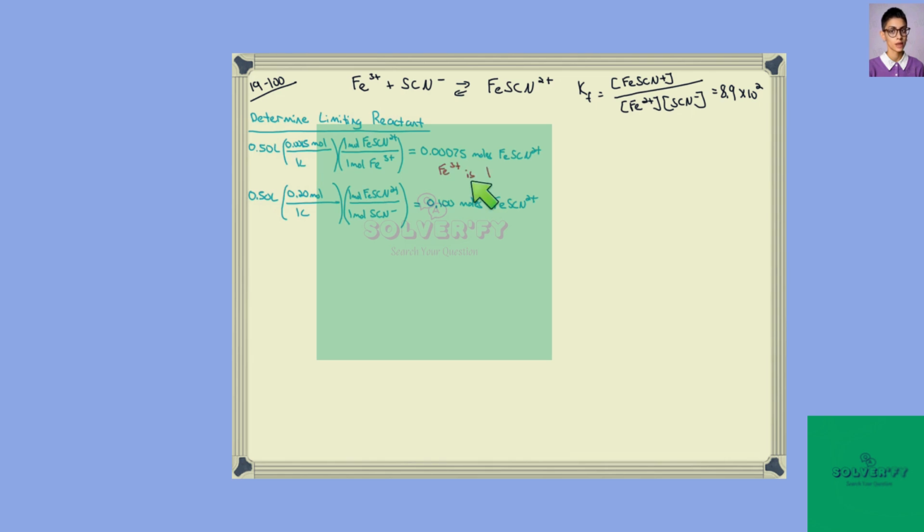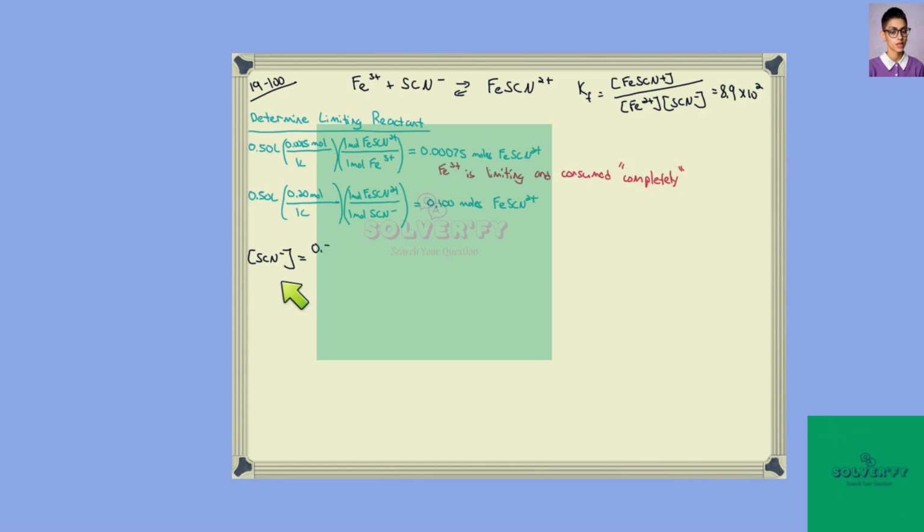Because we make less product with iron 3 plus, it is the limiting reactant, and the maximum amount of product that we can make is the 0.00075. Now what we want to do is rearrange this equation here so we can solve for the thiocyanate. Actually, not yet. We don't want to rearrange this equation.